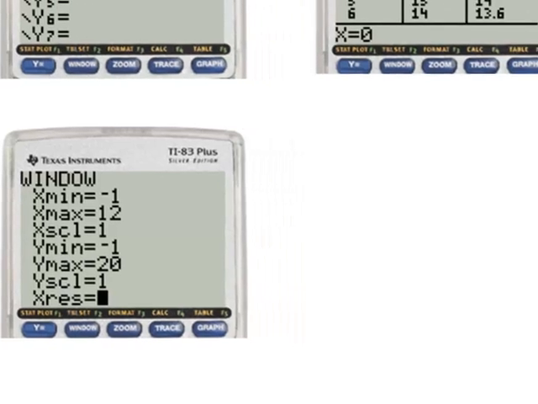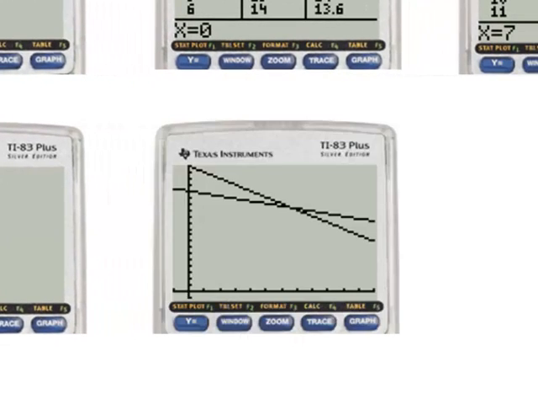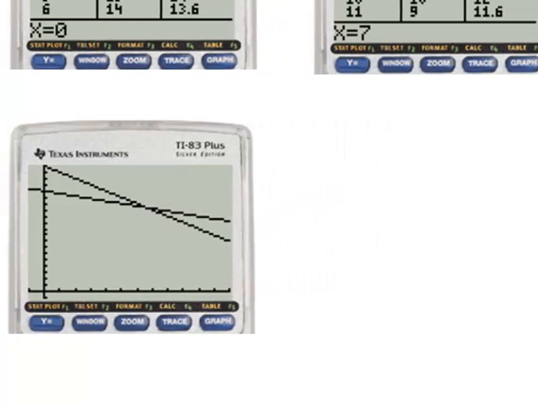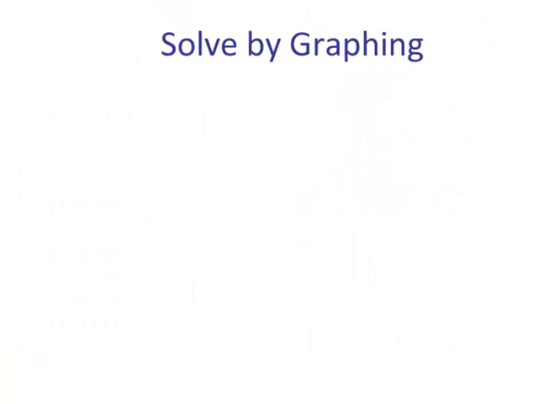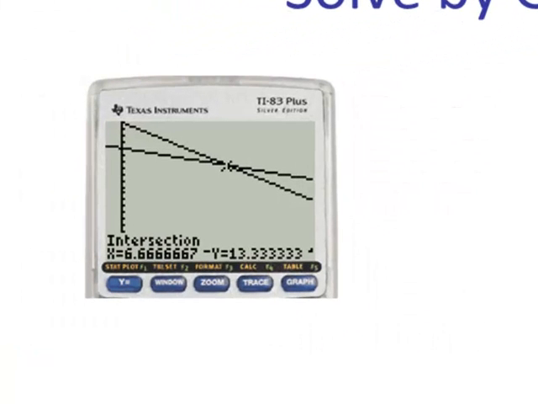So using this window setting, if I press graph, I see that this is the graph where the intersection is about here. And if we hit second trace, which is the calculate feature, I go down to number 5, which is intersect. Choose the two equations and hit a guess, and the calculator is telling me the intersection is about 6.67 and the y value is about 13.33.